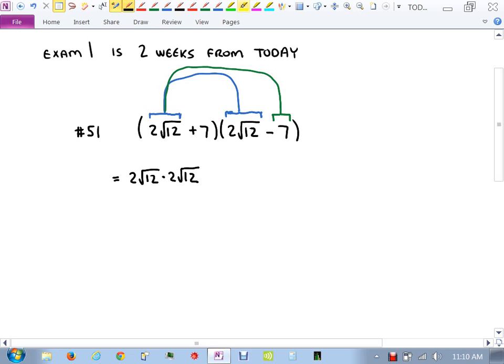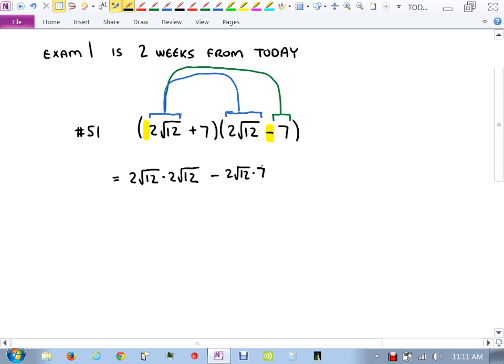Okay, so look at this. This right here in front of the 2 root 12 is really like a positive 1, right? It's a positive number. 2 is positive, root 12 is positive. And then over here, your 7, that's a negative 7. So when you multiply a positive times a negative, you get a negative, right? If you multiply two numbers that have opposite signs, it's negative. So that's why I'm going to put a minus 2 root 12 times 7, right? You see where that sign comes from?